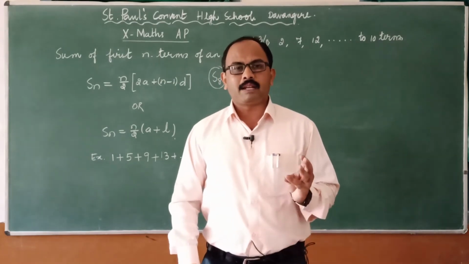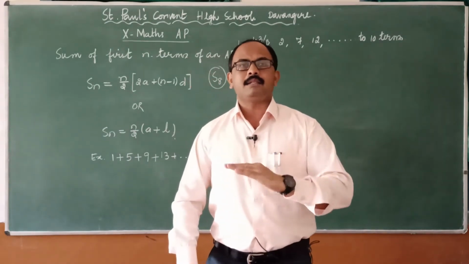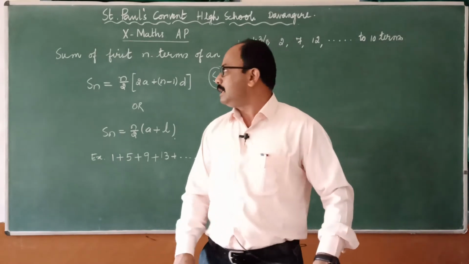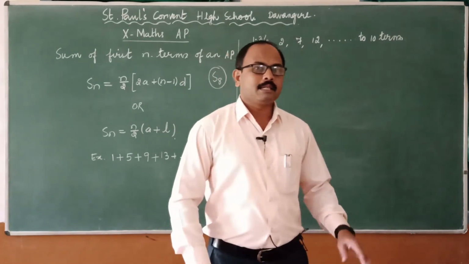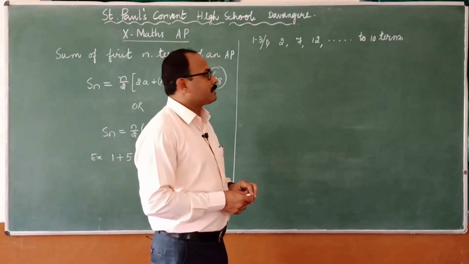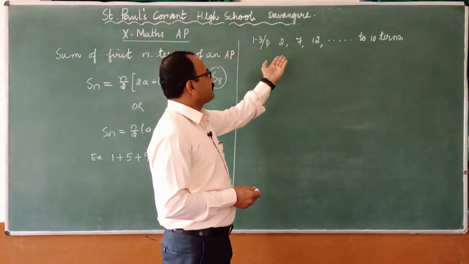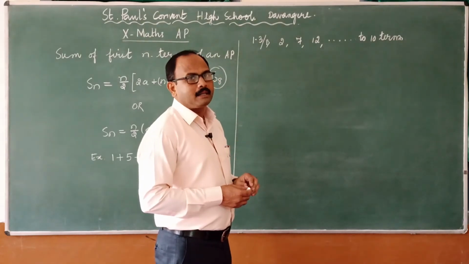The nth term of an AP, the general form of AP, and finding the nth term from the last term: this is the third one. Then these are the two sum formulas. Based on this, let's take the first sum from Exercise 1.3. The sum is given: 2, 7, 12. Find the sum up to 10 terms.